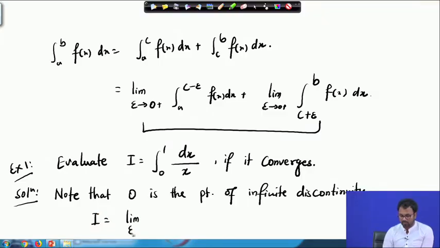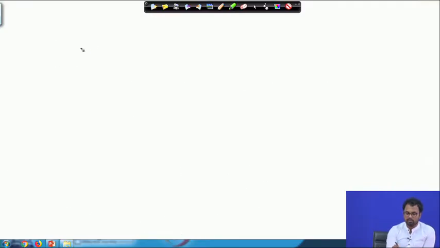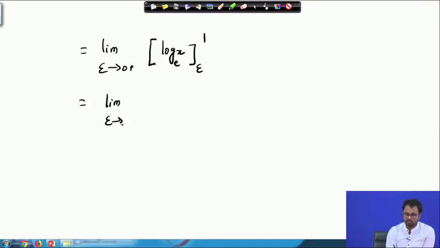as limit epsilon goes to 0 positive, 0 plus epsilon to 1, dx by x. So, then this will be limit epsilon goes to 0 plus, and integral of 1 by x is log of x to the base e, epsilon to 1, and then this can be written as limit epsilon goes to 0 positive log of 1 to the base e minus log of epsilon to the base e.